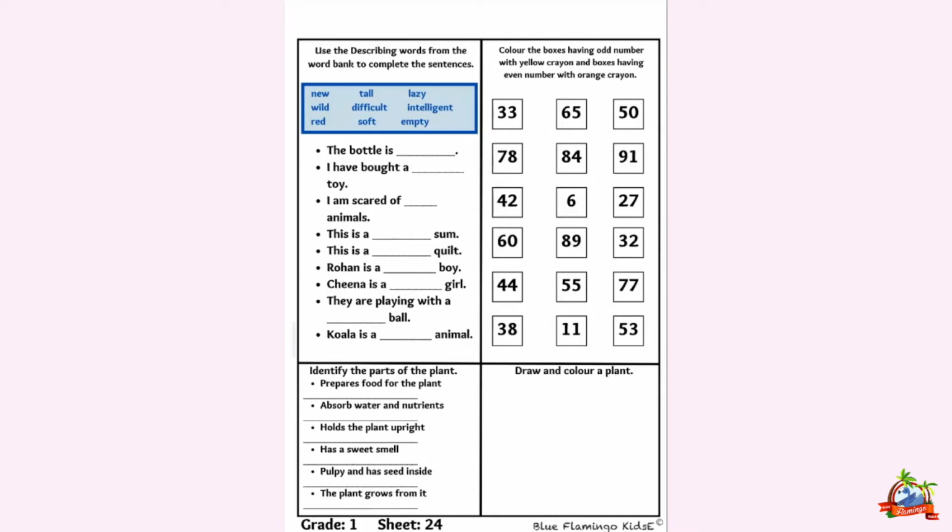Question is, use the describing words from the word bank to complete the sentences. What we have to do is, we have to use describing words, means adjectives. What are describing words? Adjectives are called describing words which are used to describe a noun or a pronoun.